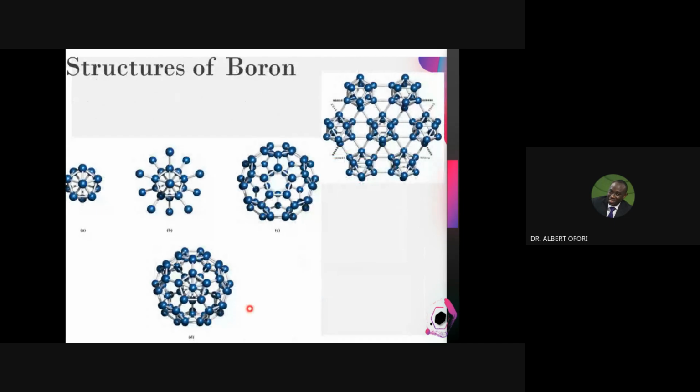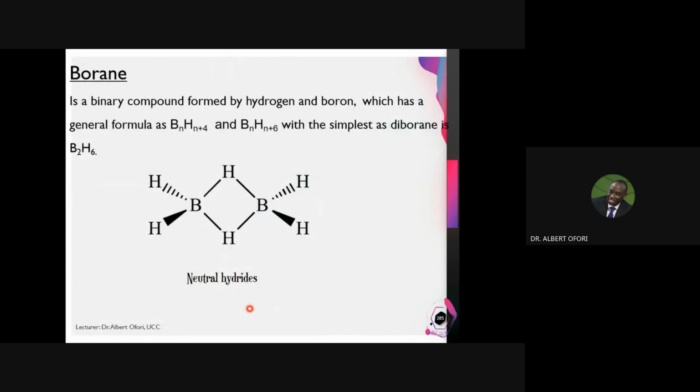Boron itself can form boron-boron bonds, and then it forms boron cage compounds. But we can also have boron with hydrogen, which we call the boranes. Depending on the number of borons that we have, we can have diboranes, triboranes, and those kinds of things. If we have two borons, that is what we call diborane. It has a general formula similar to that of the hydrocarbons.